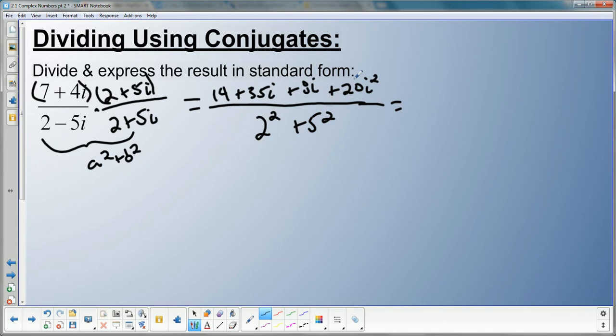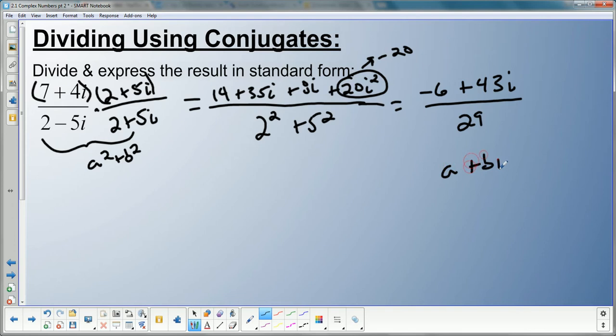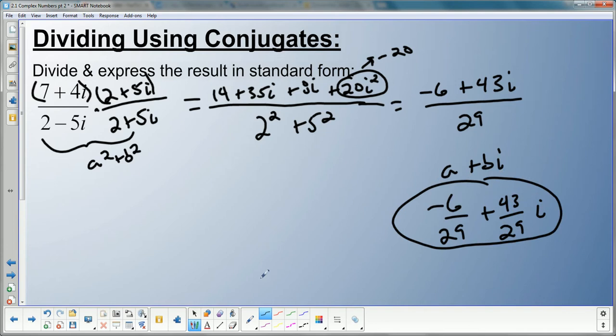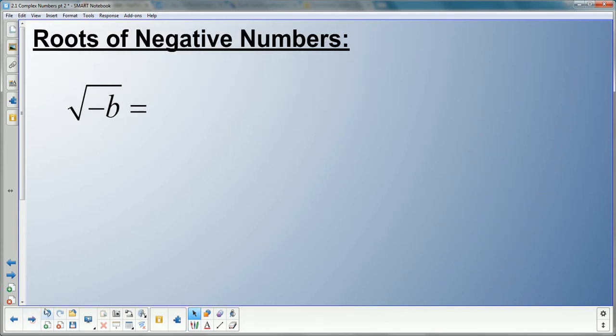And if we simplify things a little bit, remember this plus 20i squared really becomes minus 20. So 14 minus 20 is going to give us a negative 6, and then 35i plus 8i is going to give us plus 43i. All over, we're going to have 4 plus 25, or 29. Hey, now you could write it this way, that would be fine. A lot of times people will tell you that you need to write it in a plus bi form, meaning 2 separate pieces. To do that, we just say negative 6 over 29 plus 43 over 29 i. Okay, that would be in good a plus bi form. Alright, so that is how we divide using conjugates.